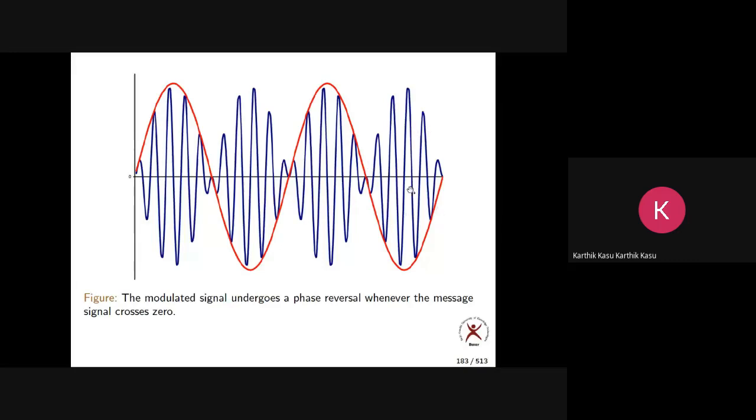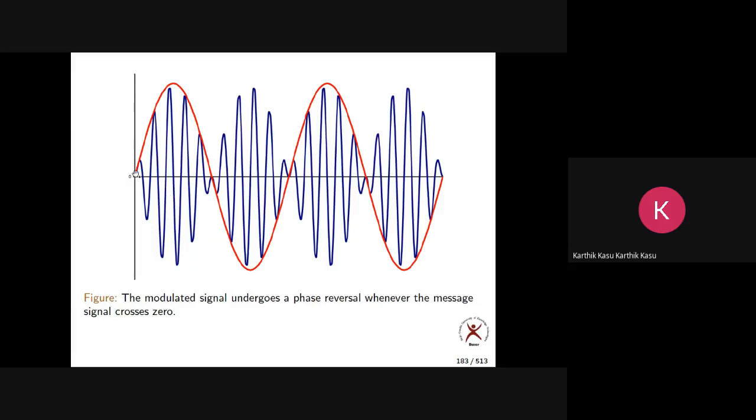So whenever this message signal crosses 0, there is a phase reversal for the modulated carrier. So one thing you must remember for DSBSC.